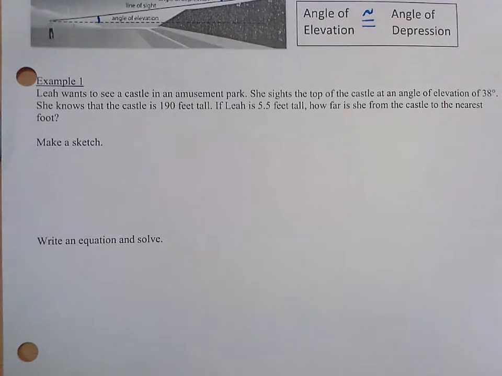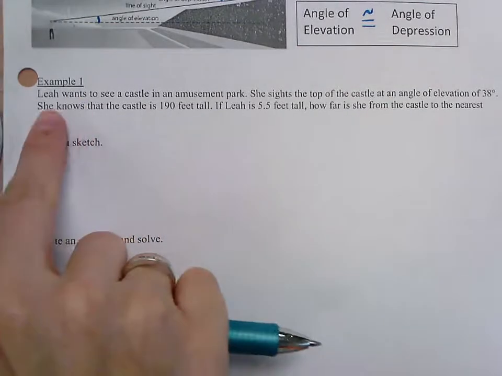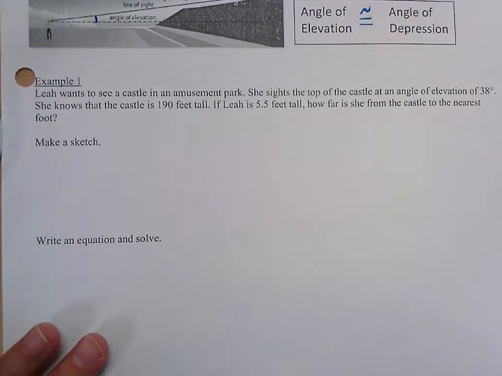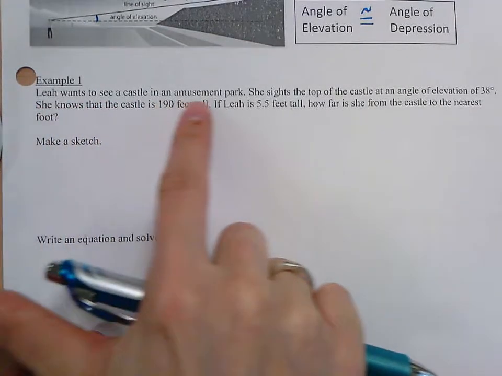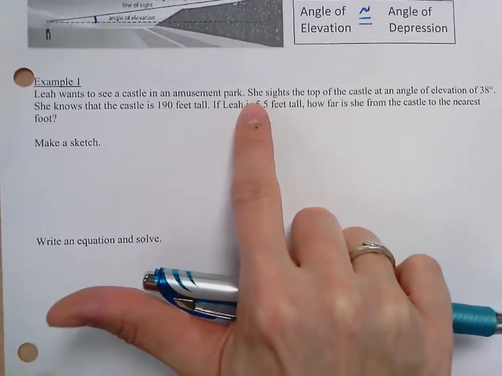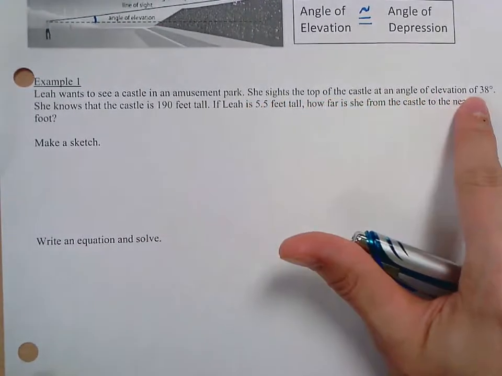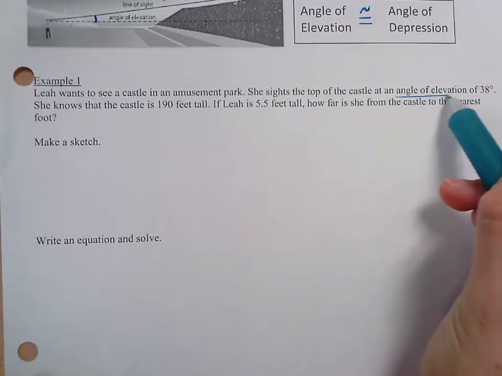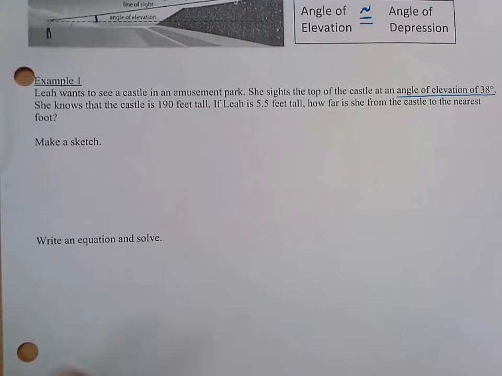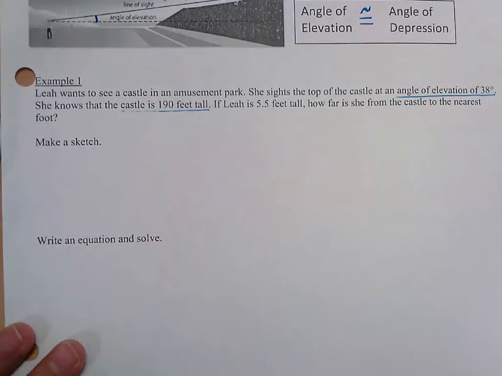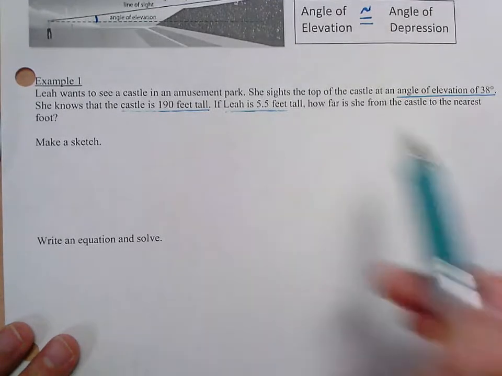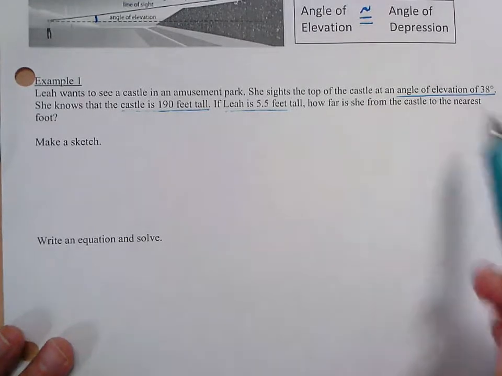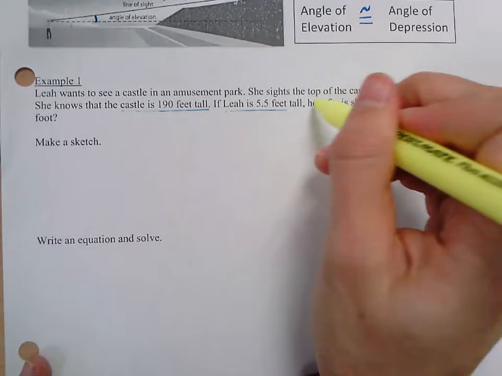So read through it once, be like, whoa, that's a lot of information. I need to draw this so I can see what's actually happening. And keep in mind, we are in a chapter of right triangles. In your sketch, there should be a right triangle. You just have to figure out where that is. So it says, Leah wants to see a castle in an amusement park. She sights the top of the castle. It gives us an angle of elevation of 38 degrees. She knows the castle is 190 feet tall. And then Leah, we know, is 5.5 feet tall. We want to know how far she is from the castle. So it's also important to know what you're looking for.